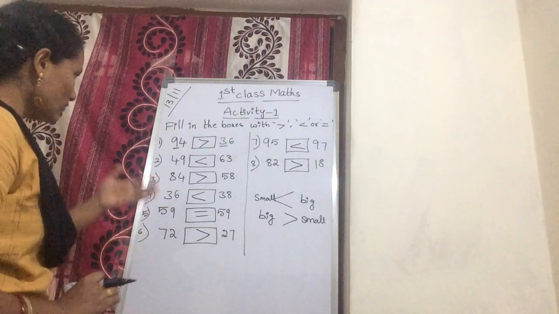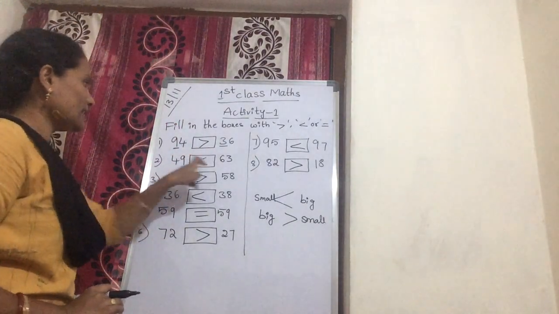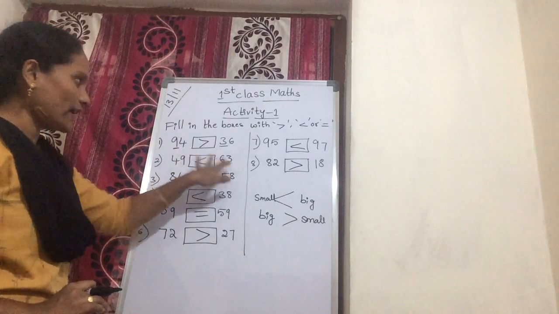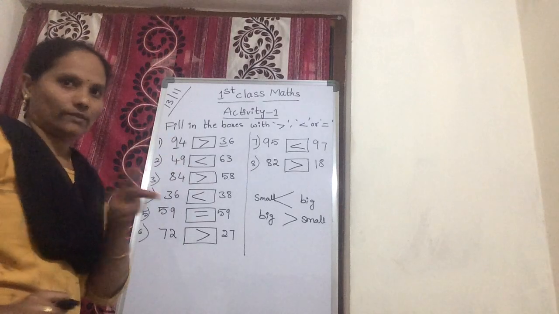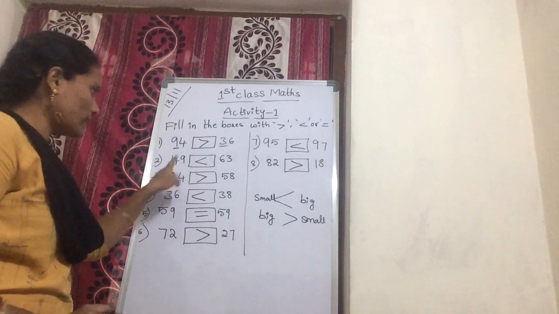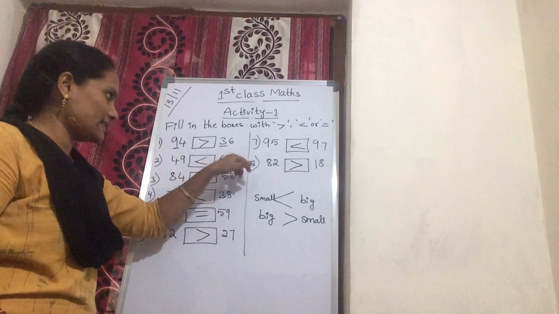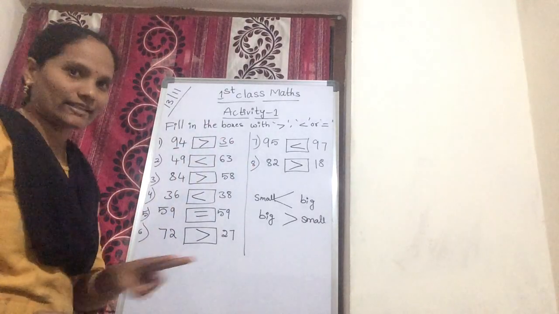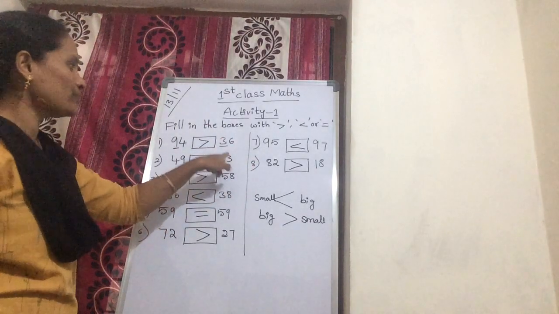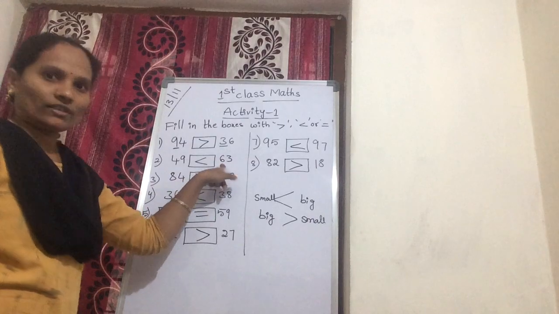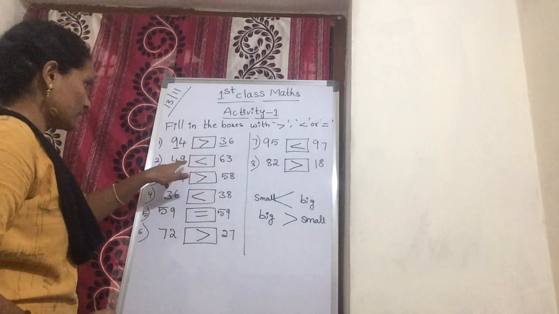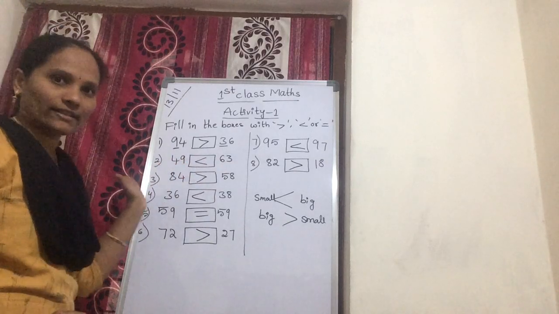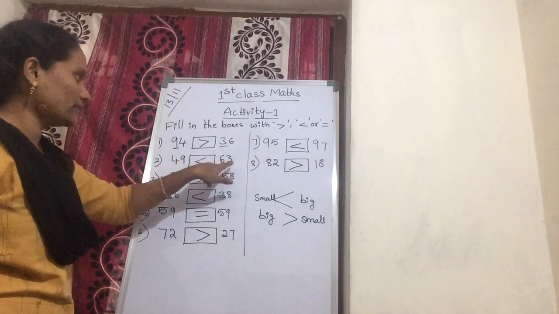Okay. Now one more. 49 and 63. These both have two digits. In 49, one is the 9, one is the 4. In 63, two digits: one is the 3, one is the 6. So which place are we comparing? The tens place. The first digit is the tens place, right? So we are comparing the tens place.